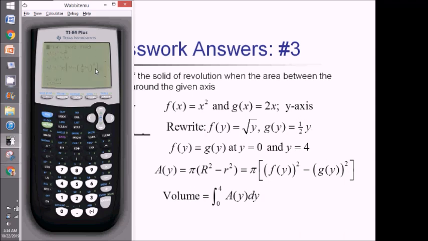Let me quit out of there now, and I'll do math 9, integral from 0 to 4. And now I stored that. Where did I store that? Was it y1 or y2 or y3? I stored that in y3. So let me do alpha trace y3 and then dx, and that comes out to 8.378.